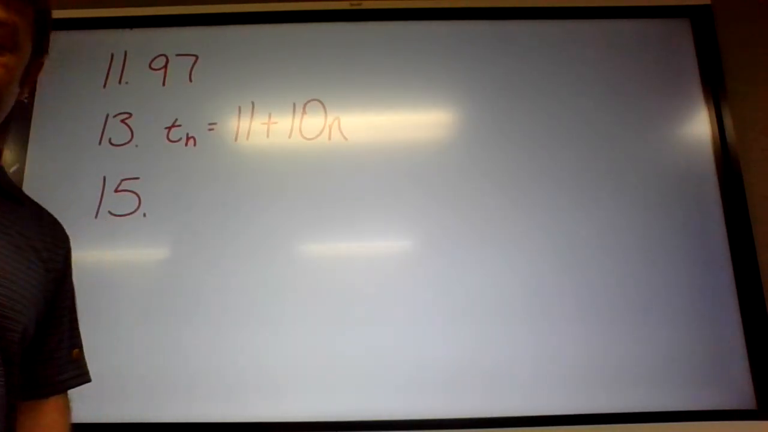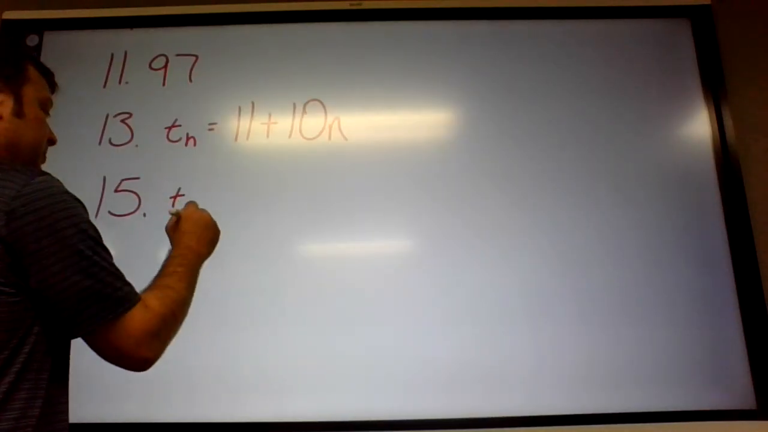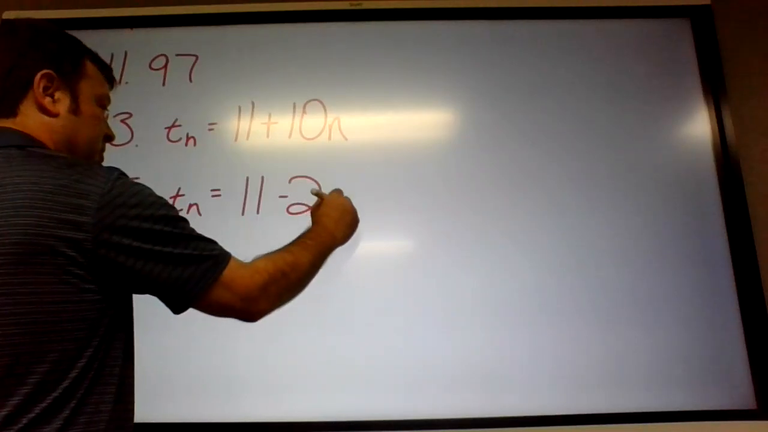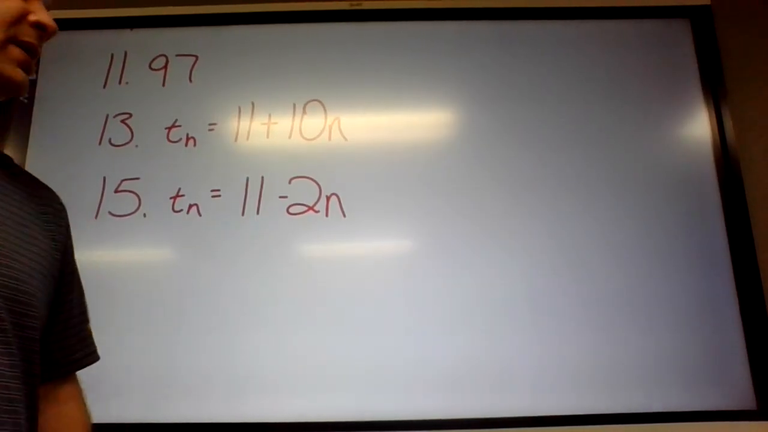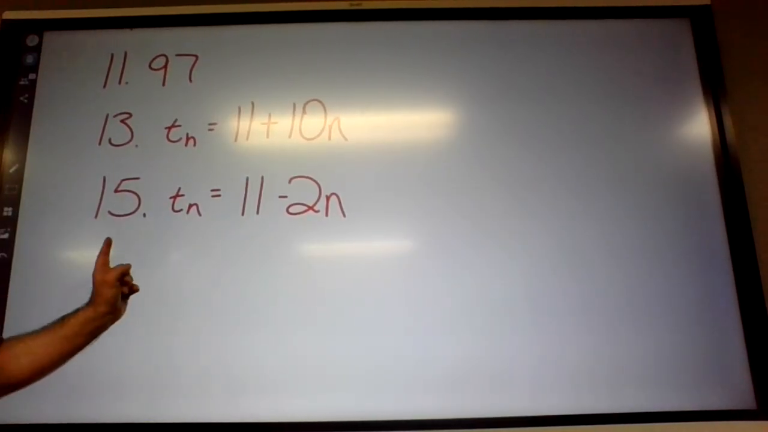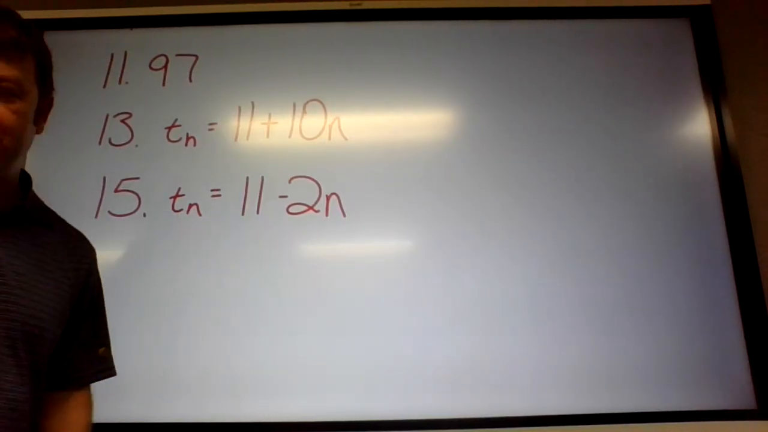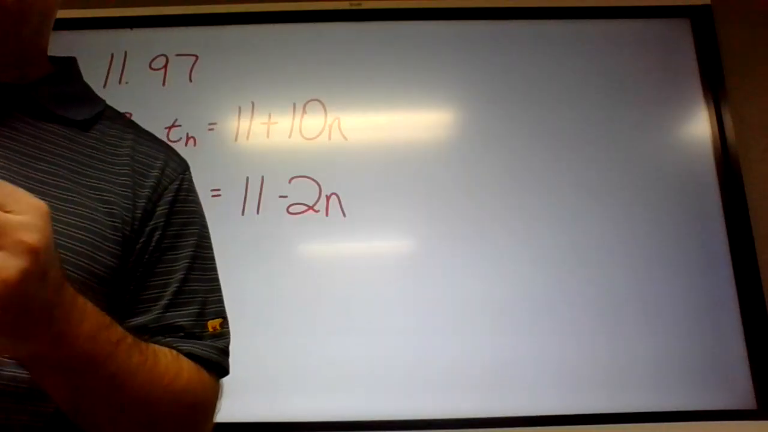On 15, the pattern is minus 2. If we back up one step, what would come before 9 is 11. We would subtract 2 over and over. Like I said yesterday, if you want to check your answers, you can just plug in like 3 and see if that gives you the third term. Plug in 4, see if that gives you the fourth term. You can tell if you're doing it right or not.